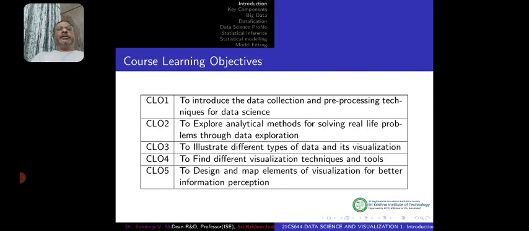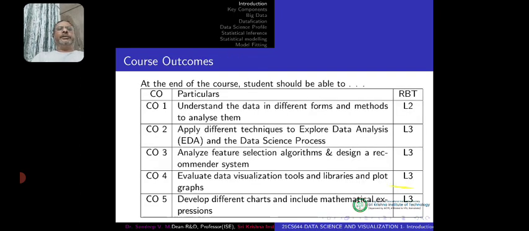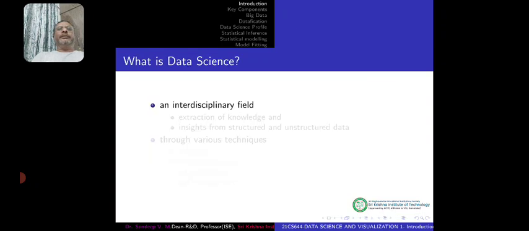So these are the course learning objectives, and this is a list of course outcomes we have for this subject. Now let's directly get into the action. The question is, what is data science? Data science is an interdisciplinary field used for extraction of knowledge and insights from structured or unstructured data.